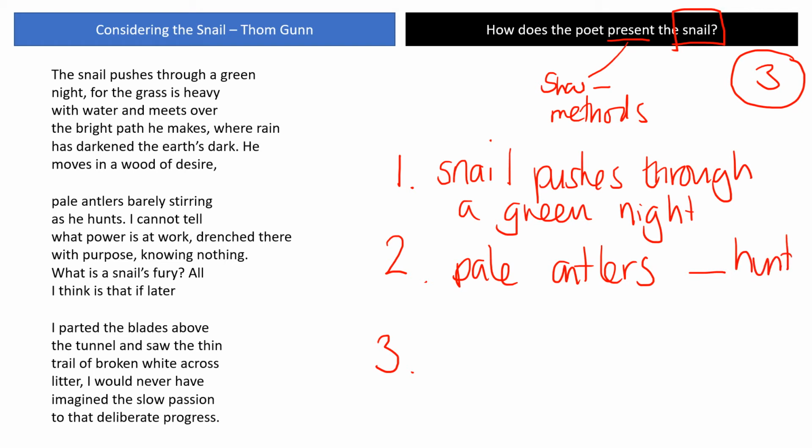And then I'm going to look at this little thing at the bottom, and I'm going to pick another image, and I'm going to kind of think about this idea of the parted the blades. So I've got 3 images in the poem, and I'll just highlight that on the poem so you can see where I've taken it from. So I've got this one here, this image, I've got this image here, and then I've got this image here.